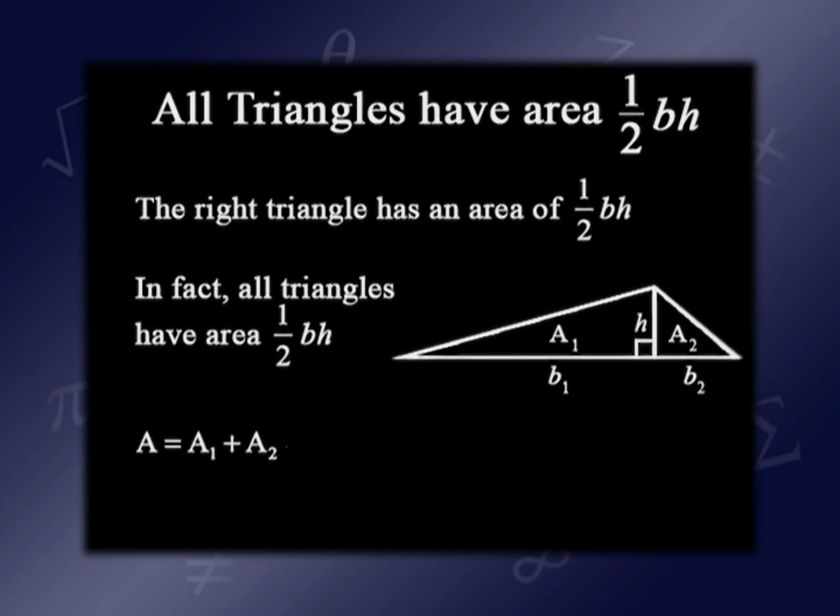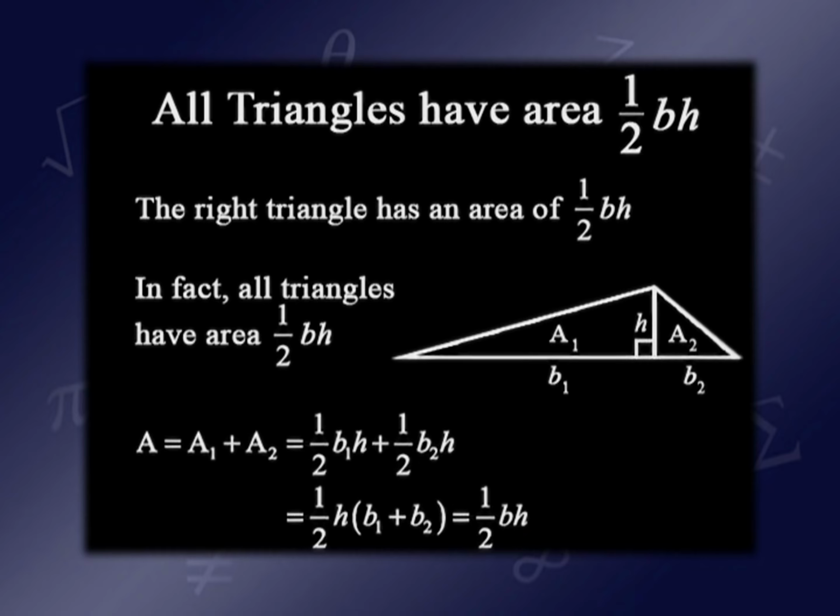Now, if we split the base into two parts, one part of length B1 and the other of length B2, then the area of the left triangle is 1/2 B1 times h. And the area of the triangle on the right will have area 1/2 B2 times h. Therefore, the total area is 1/2 B1h plus 1/2 B2h, and that's equal to 1/2 h times the quantity B1 plus B2. But B1 plus B2 was equal to b, the length of the original base. And so the total area of that triangle is 1/2 b times h.